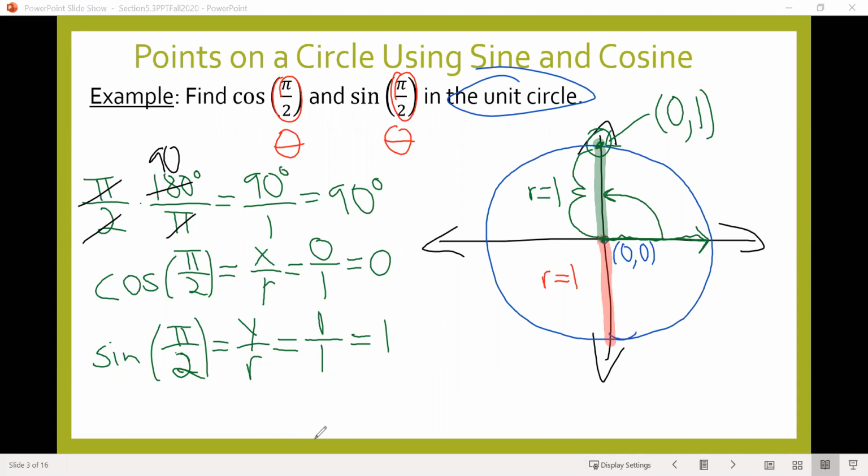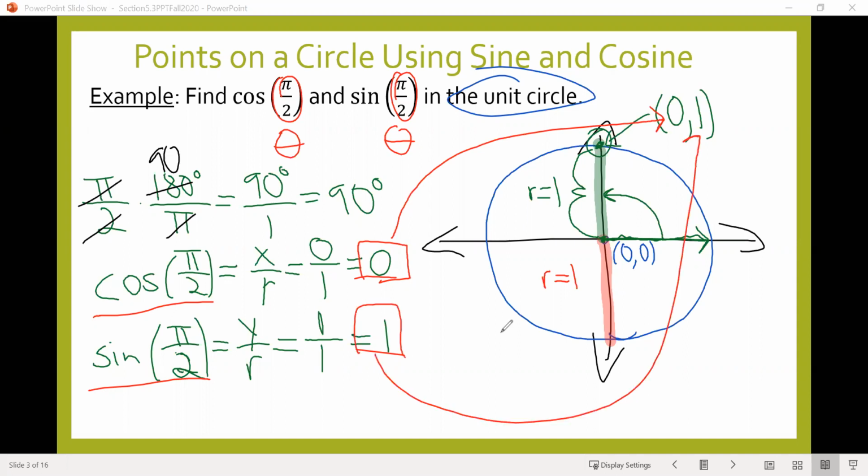Okay, so we see that the cosine of pi over 2, or 90 degrees, is 0. The sine of pi over 2 is 1. And notice an additional thing: because this is a unit circle, the cosine value ended up being the same as the x value, and the sine value ended up being the same as the y value. That's really interesting. That might be something to keep in mind for the future.